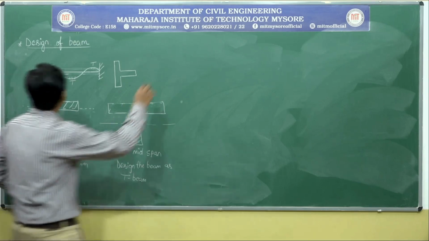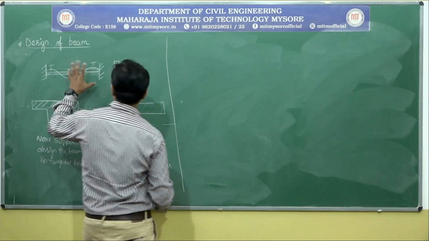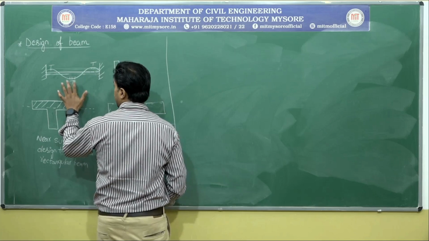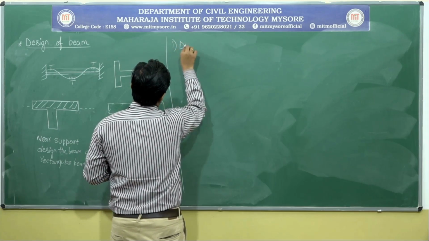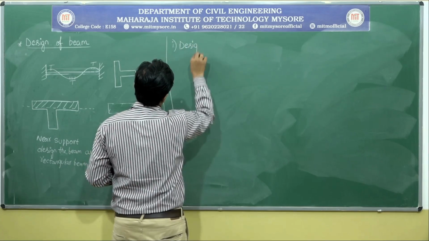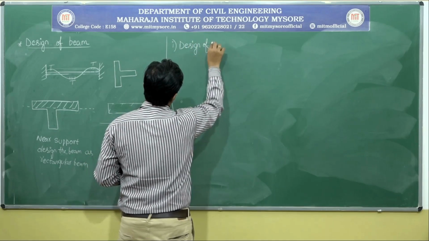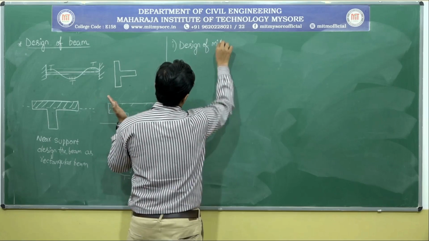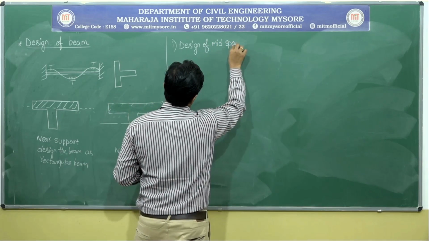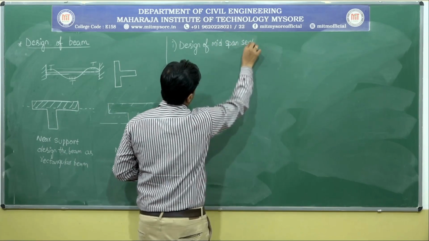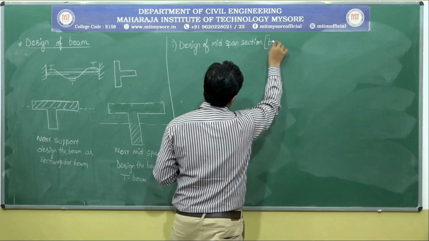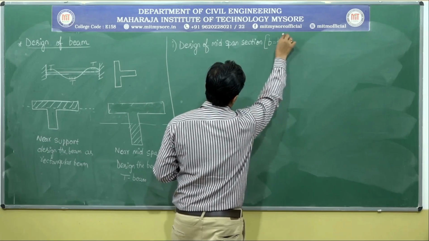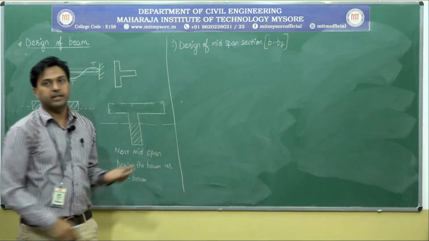Design of mid-span section. Obviously at the supports and at the midspan I need to provide the steel. Now I will be taking design of mid-span section. Soon after this I will be taking the support section. Mid-span section, I need to design it as a T-beam. Whenever you are designing it as a T-beam, instead of B you need to take it as BF. I think you people remember that.